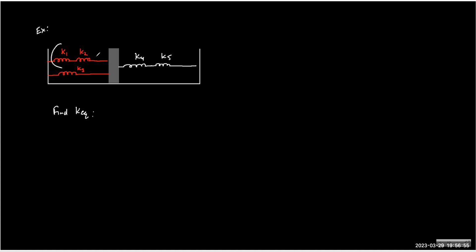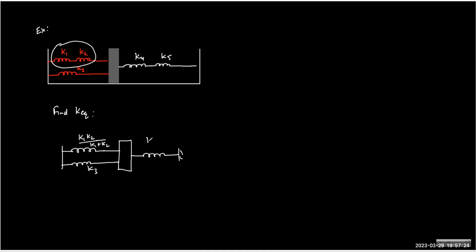So these two are in which combination? Series or parallel? Series. So on the left we can replace the top one by K1, K2 in series. Do you remember for two springs this relation? Yes, sir. And K3 is simply in parallel. So the rest we are okay. And the right will be how much? K4, K5.